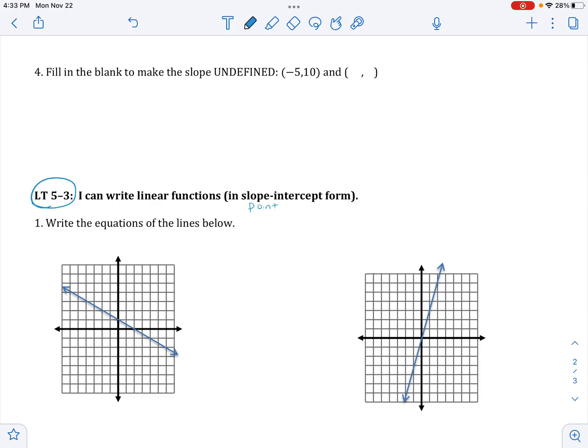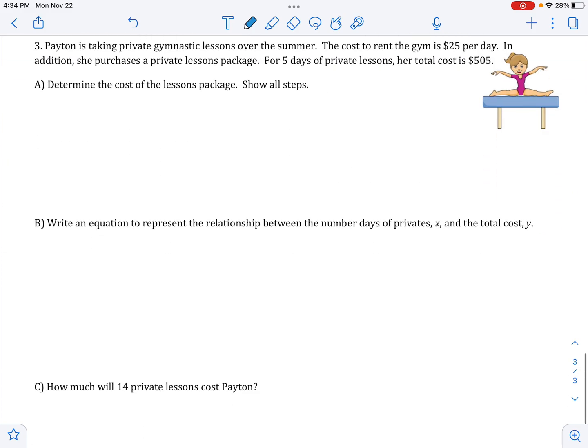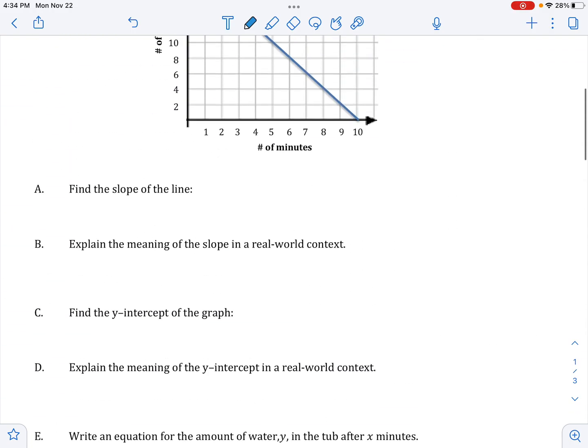If you don't think you need to know how to do any of these things, you can skip around the videos, or you can just go straight to the answer key, which is also posted on Schoology. All right, so let's begin with rate of change.